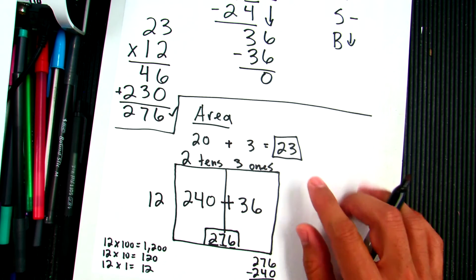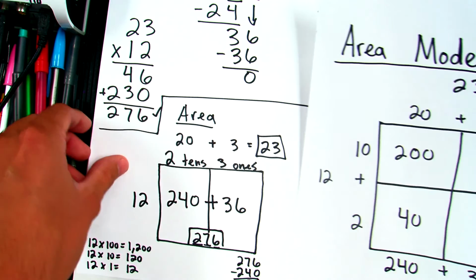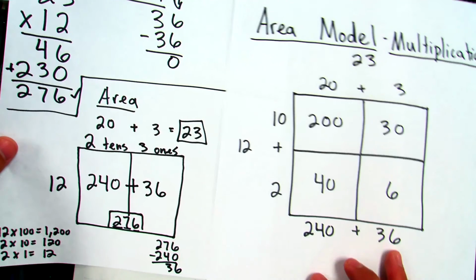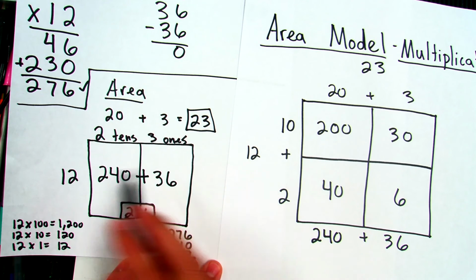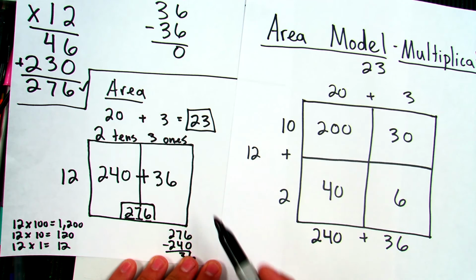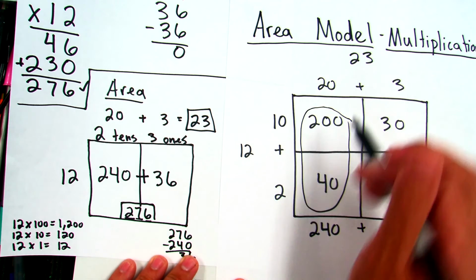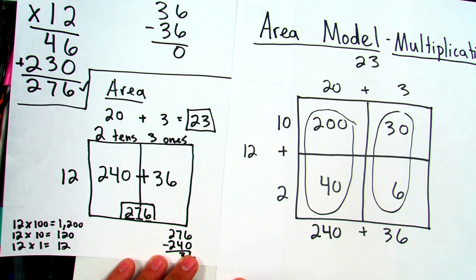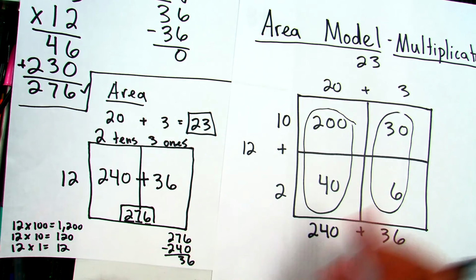Okay, I wanted to go back to the area model for multiplication. I want you to see how similar this is. See if I can get this on the screen correctly. So you can see how I have 12 here, 12 here, 23 here, 23 here. I have 240 here, 240 here. I have 36 here, I have 36 here. It all came back. It's practically identical other than a few extra squares.